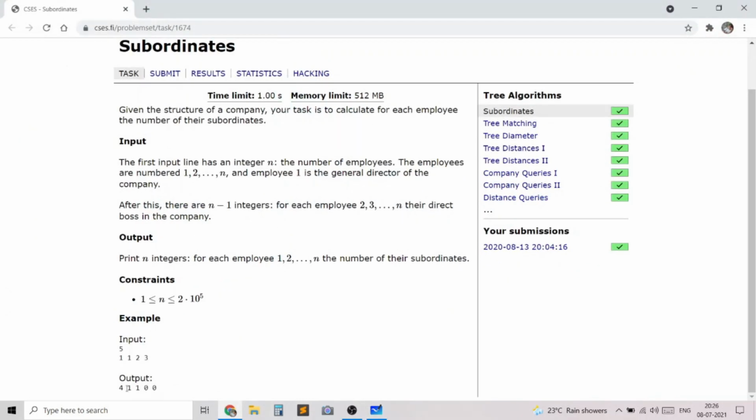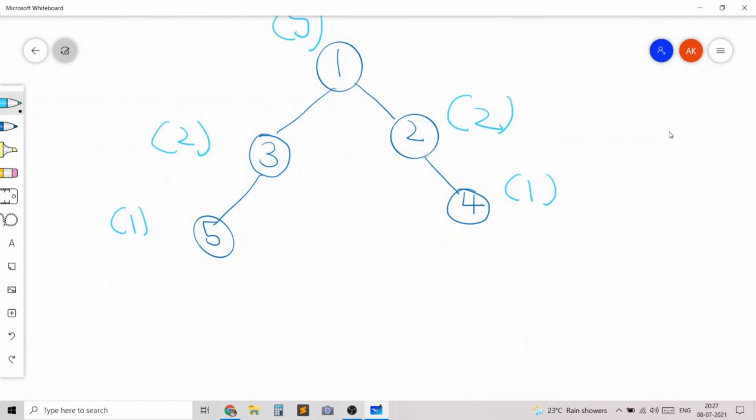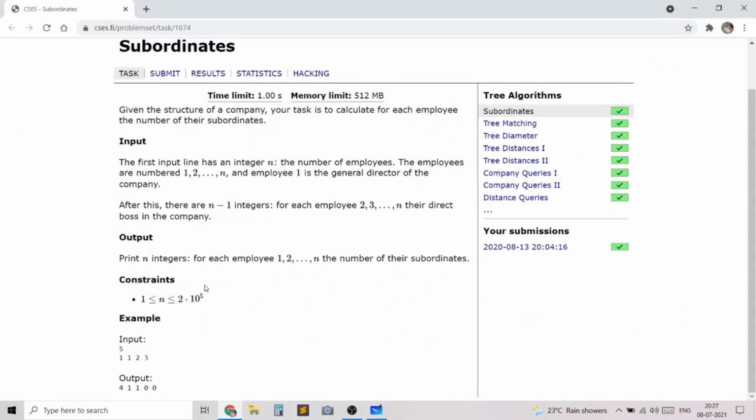However, note that we just need to print the subtree size minus 1 because they are actually asking us for the number of subordinates. So the final answer is just the subtree sizes for each node minus 1. So basically what we need to do in the end after we found the subtree sizes is print the subtree size of i minus 1 for all i belonging to 1 to n, and that basically solves the whole problem.